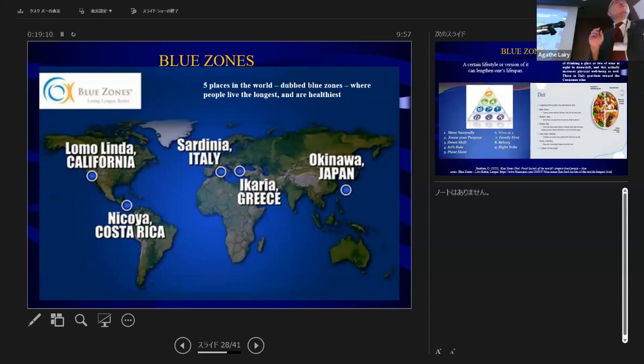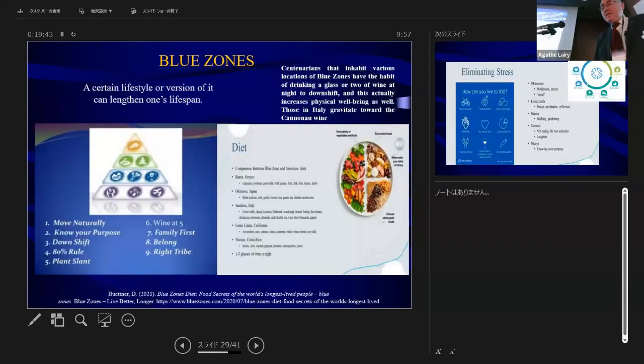You can see here this new concept that is called blue zones. I see that maybe some of you have heard about it. There are in fact five places in the world, the blue zones, where people live the longest and are healthiest generally, and where you have a lot of people arriving at 100 years old or more. You can see here Loma Linda in California, Nicoya in Costa Rica, Sardinia in Italy, Icaria in Greece, and in Japan, Okinawa. In fact, a certain lifestyle can lengthen one's lifespan.